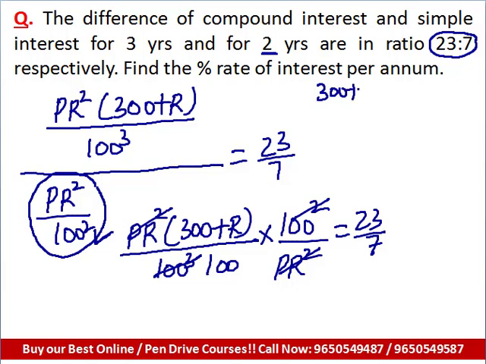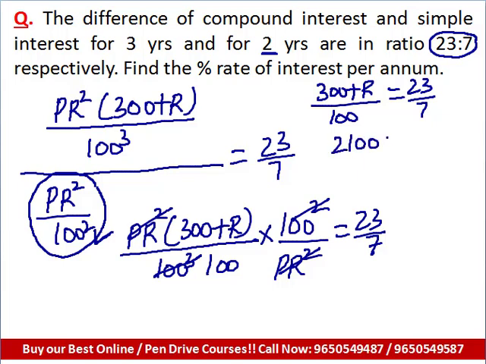300 plus R divided by 100. That is left in the left hand side, and in the right hand side we have 23/7. Now all you need to do is cross multiply. So when we cross multiply, we will be getting what?